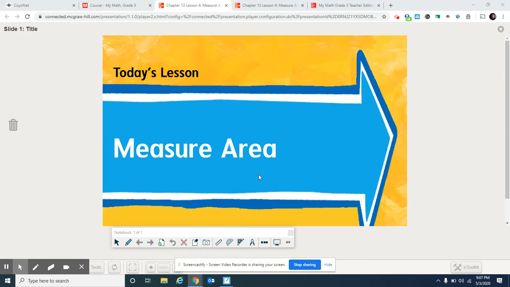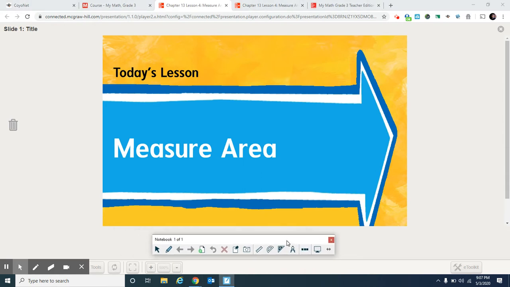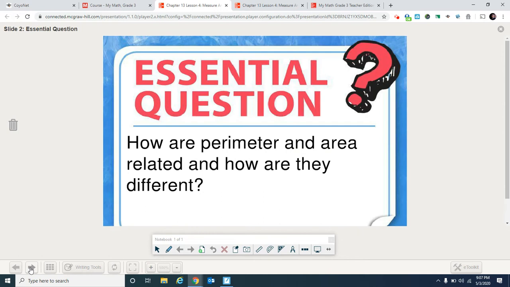Today we'll be discussing how to measure area. Are you guys ready for this topic? Good. Now before that, we'll be answering some essential question, which is the question for chapter 13. Okay, so the question is: how are perimeter and area related and how are they different?